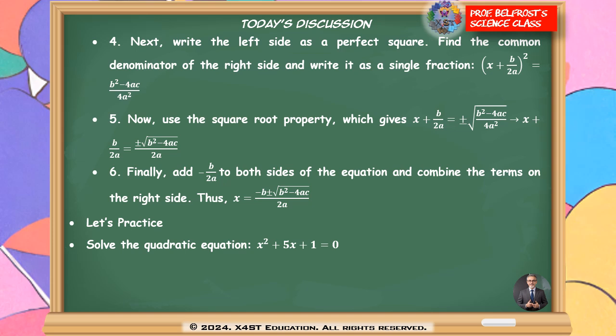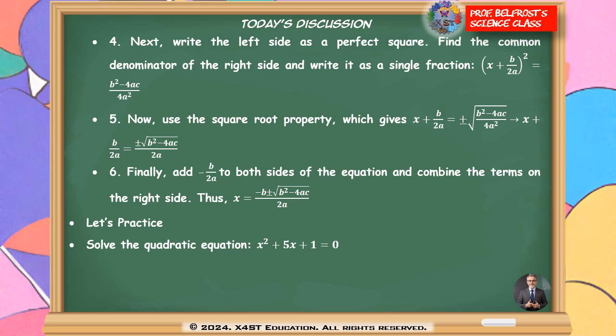So the formula is that x equals minus b plus or minus square root of b squared minus 4ac, all by 2a. That's the formula that we will make use of. So here's an example of how to apply this formula.